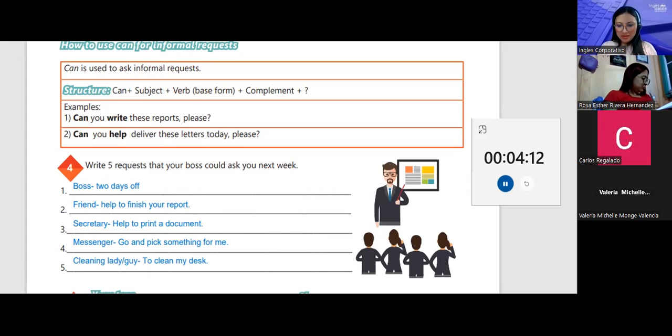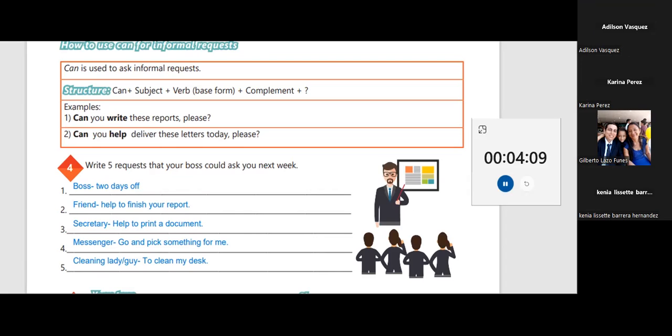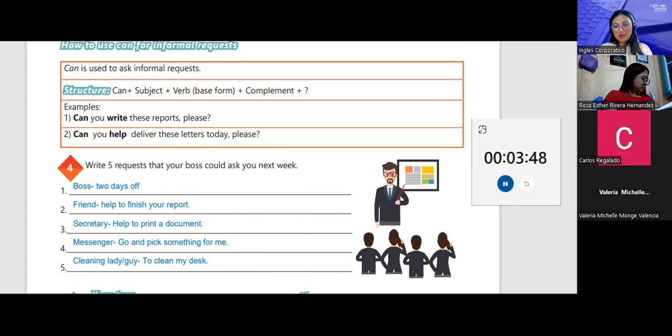Questions about activity? Estamos trabajando en hacer oraciones. 5 requests. Usted decide si la hace formal o no. Formal or informal. Si ocupamos can or could. It's up to you. ¿Dónde las estamos haciendo? En su English notebook para los que van llegando ahorita. This is what we are doing. Okay, keep on working.